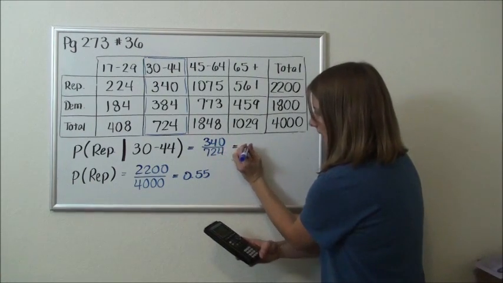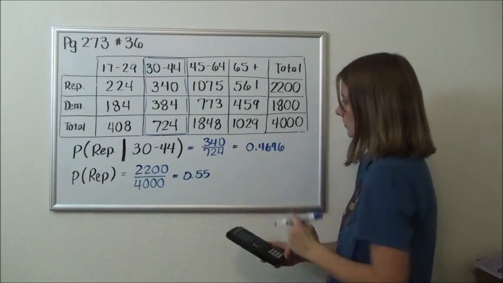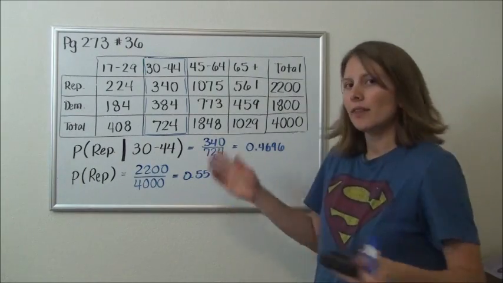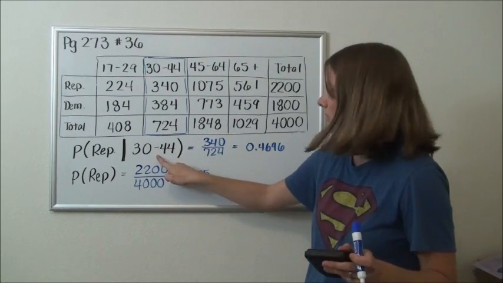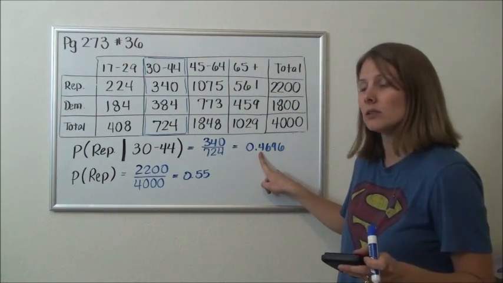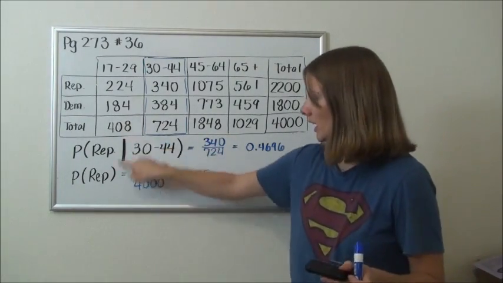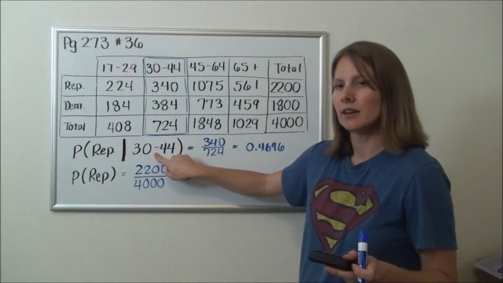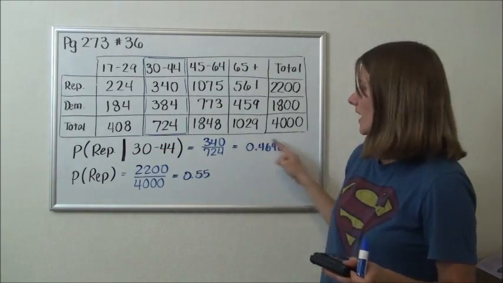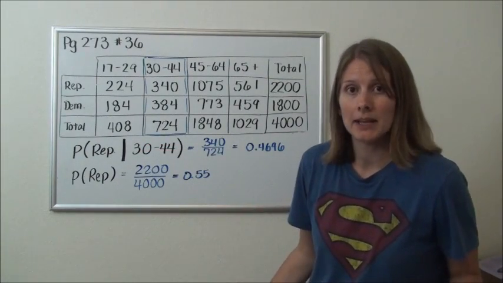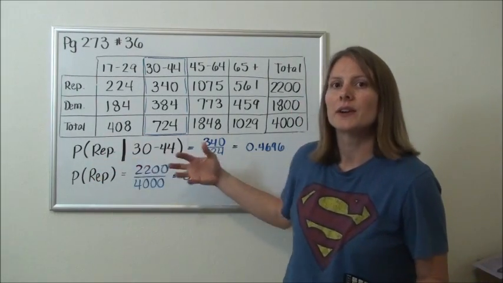It changes. Now it's only 0.4696 when I round to 4 places, so it goes down. So if I know nothing about a person, the probability they're a Republican is about 55%. If I happen to know they're between 30 and 44, the chance that they're a Republican actually goes down. The fact that knowing this condition changed the probability of someone being a Republican means they must have been dependent on each other. So the age category and this political affiliation, they're dependent on one another.